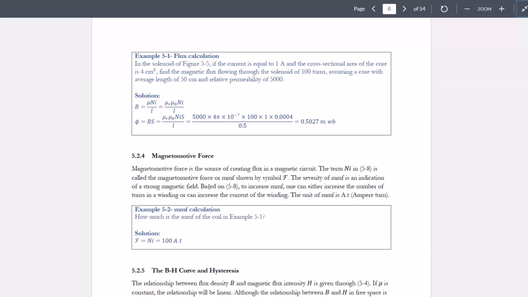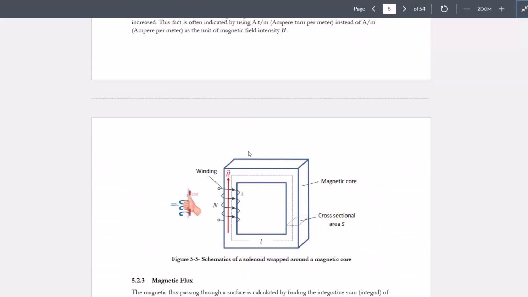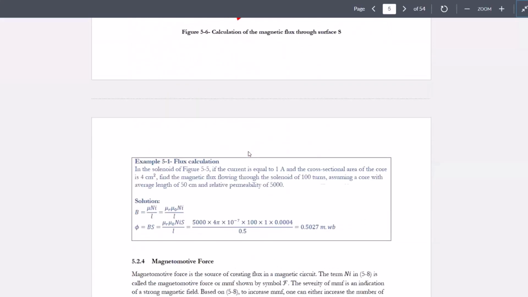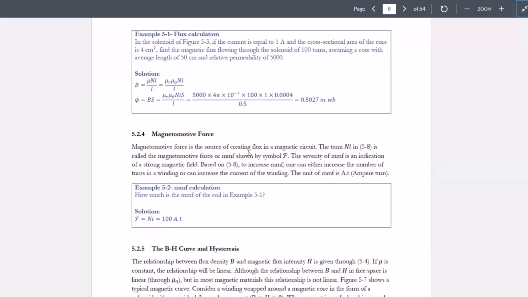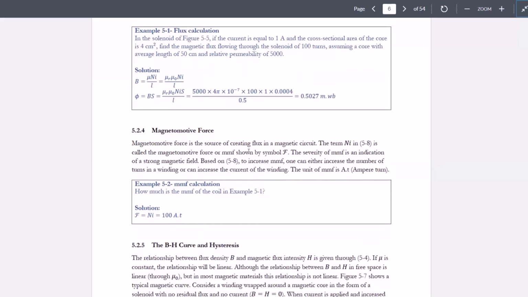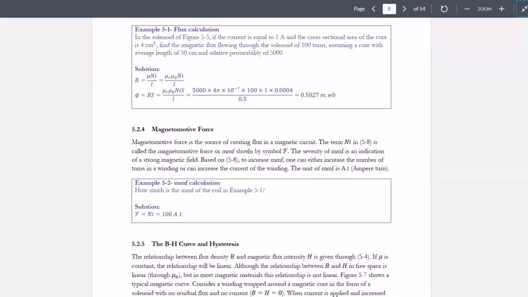We have a flux calculation. We have the solenoid of figure 5.5. So here was figure 5.5. And we have the current equal to 1 amp, and the cross-sectional area is 4 centimeters squared. We want to find the magnetic flux flowing through the solenoid of 100 turns, assuming a core with average length of 50 centimeters and relative permeability of 5,000, right? So everything is given here.